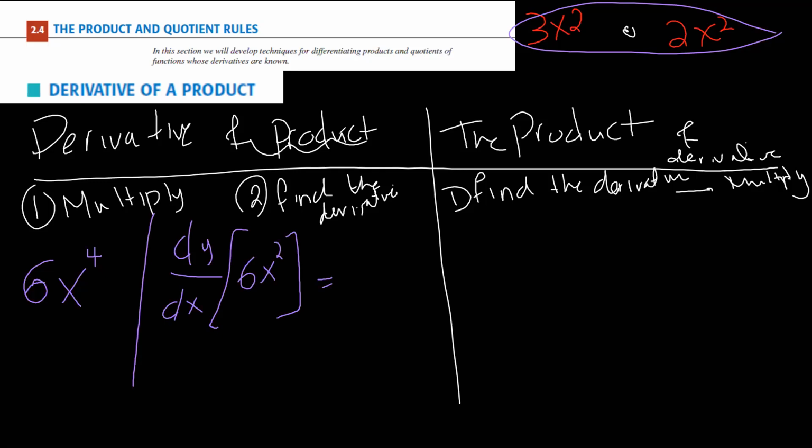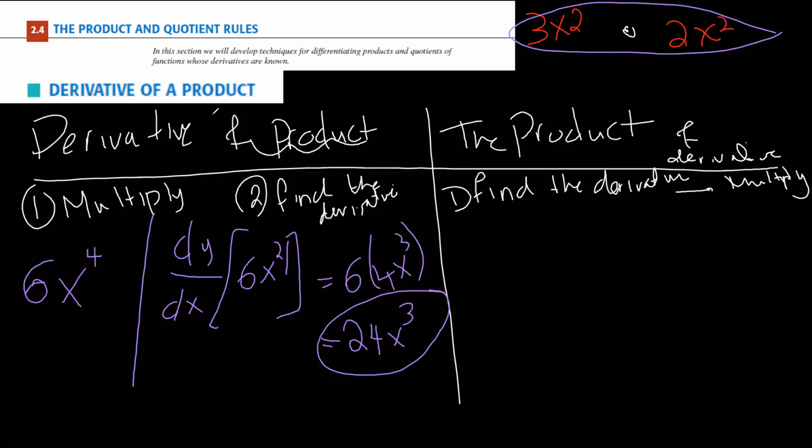Its derivative is 6 times 4x cubed, and the answer is 24x cubed. This is the answer. So the derivative of a product is 24x cubed. Let's do the second thing. In the second thing here, let's find the derivative first.